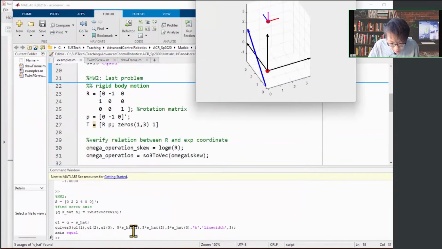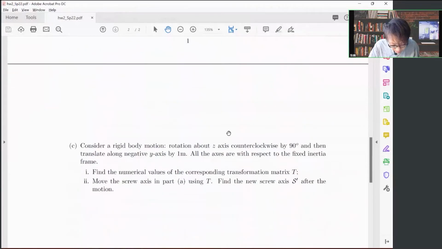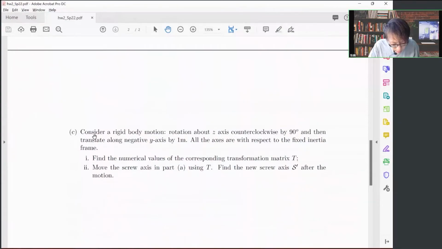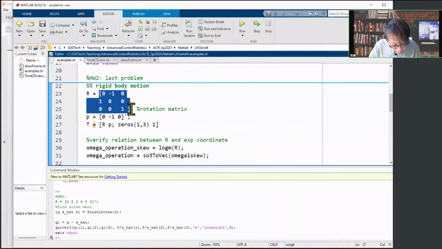And the next question is the following. Let's say we have a reasonable transformation matrix. Let's directly look at this part. Let's consider a reasonable body motion: rotate about the z-axis counterclockwise by 90 degrees, and then translate along the negative y-axis by 1 meter. All the axes are with respect to the fixed inertial frame.